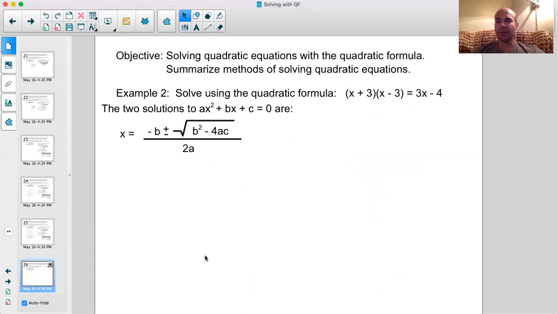Okay, so it usually takes more than one example to get used to a formula. The big picture here is the formula will help you solve an equation if it's a quadratic and it's in this form and you can't factor it.